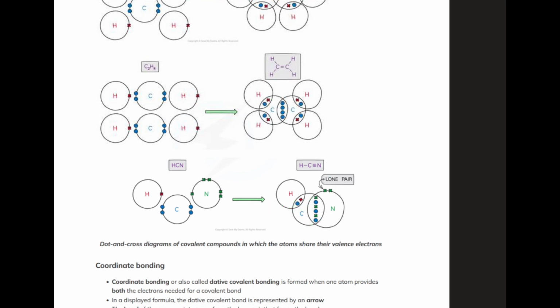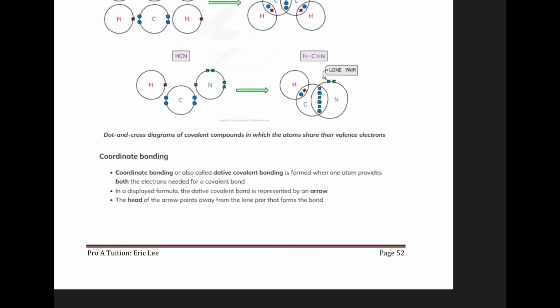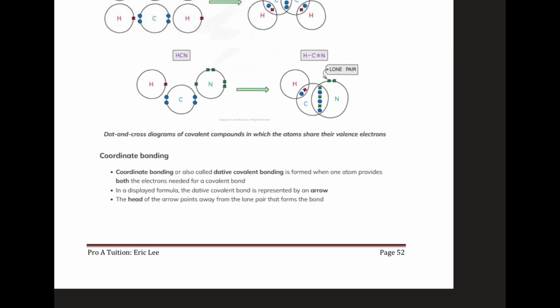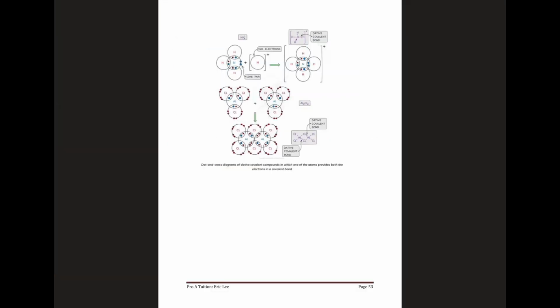Okay, so then coordinate bonding. Of course we learned this already. This is like comparing the bond only. They put together to compare. Coordinate bonding is like there is one atom that provides both the electrons, another atom that receives both of the electrons. So you can draw an arrow to represent coordinate bonding.